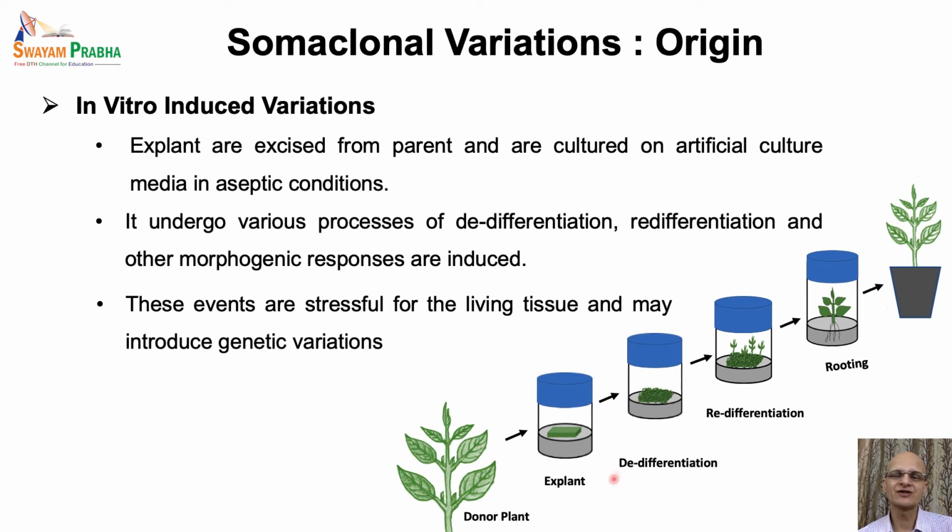Then the induction on the artificial media for dedifferentiation, followed by redifferentiation, or the excision of the shoots and transfer to the rooting media where they are induced for the production of roots. Now all these processes or changes are very stressful for the living tissues and can lead to oxidative stress on the growing tissues, which can result in the introduction of genetic mutations.